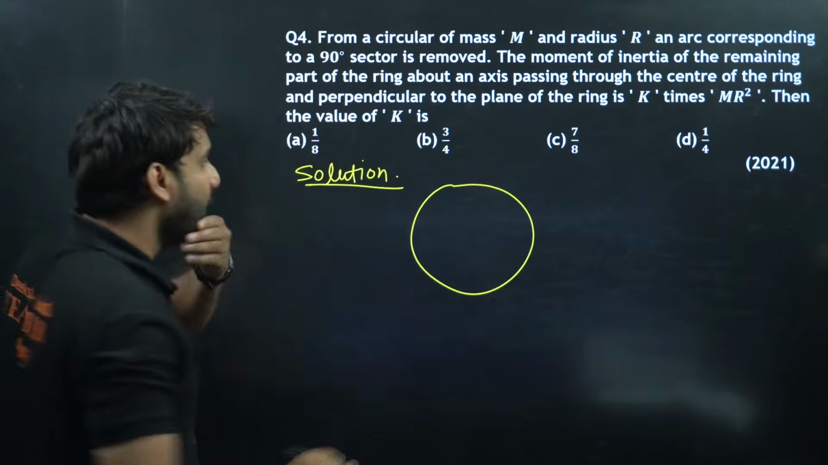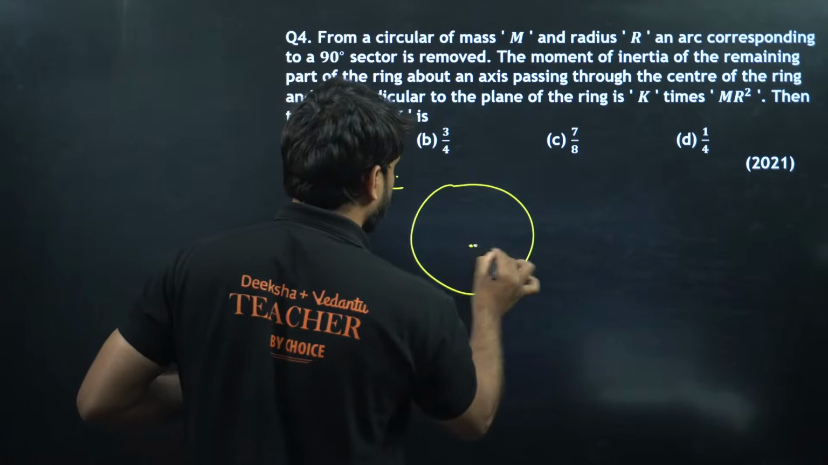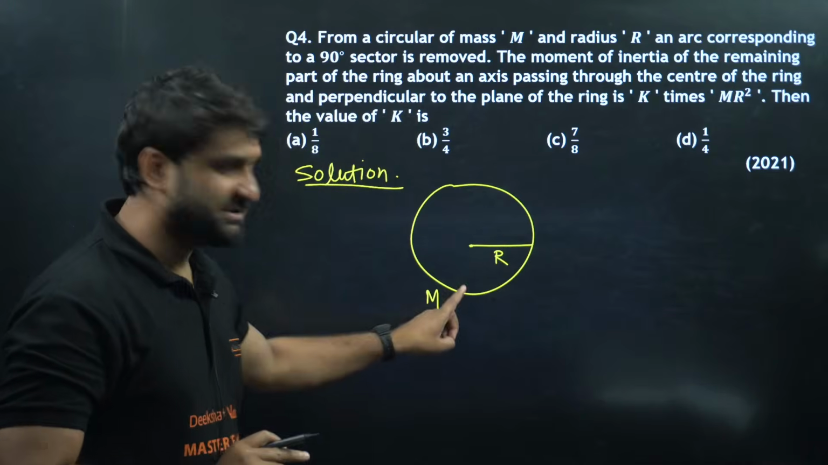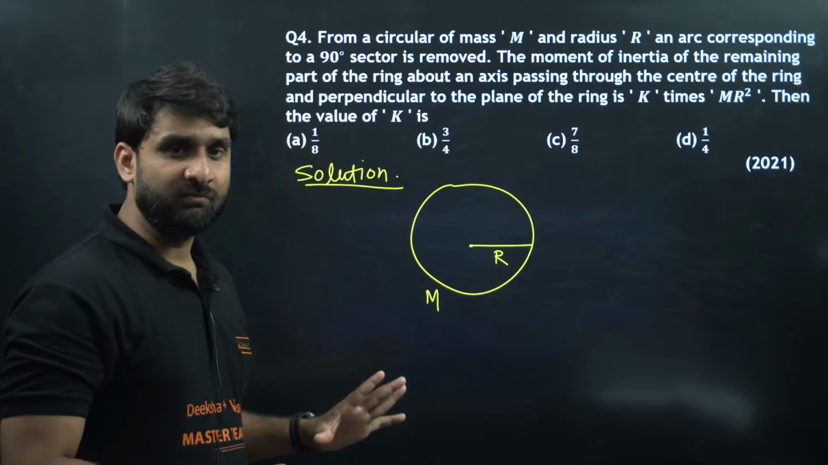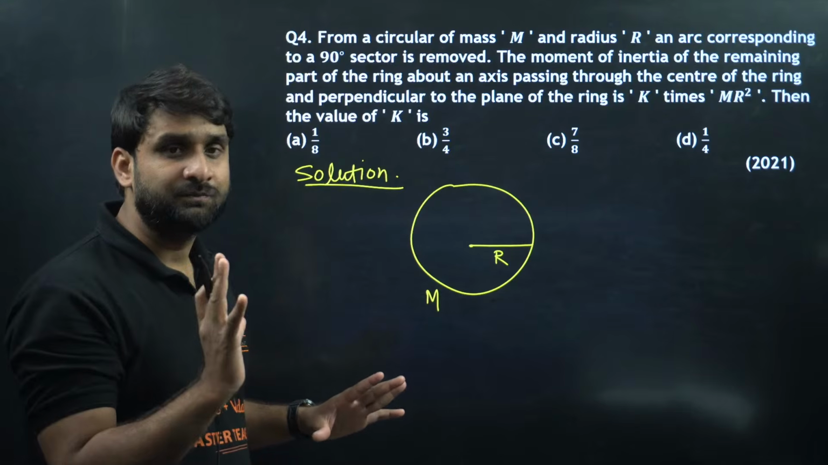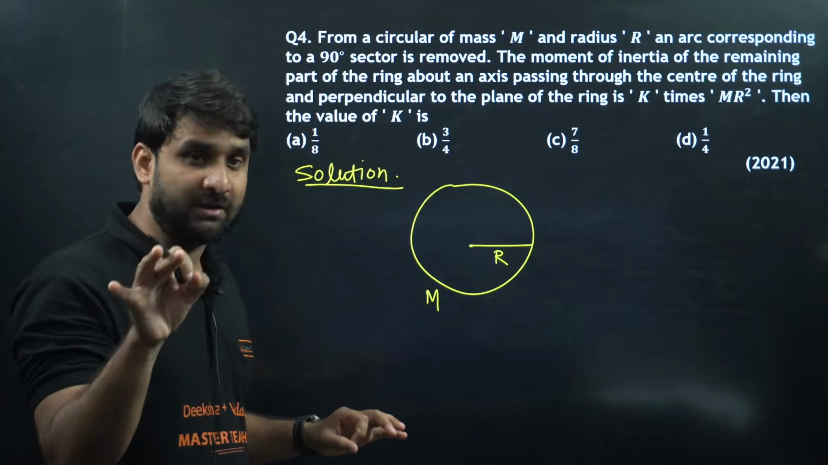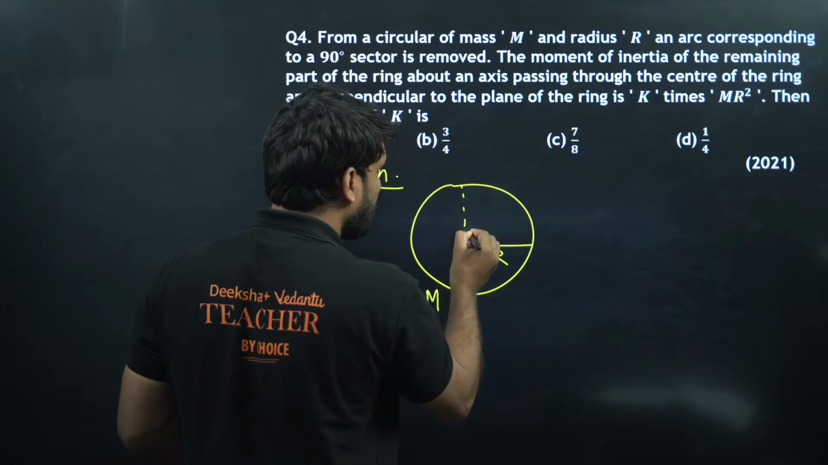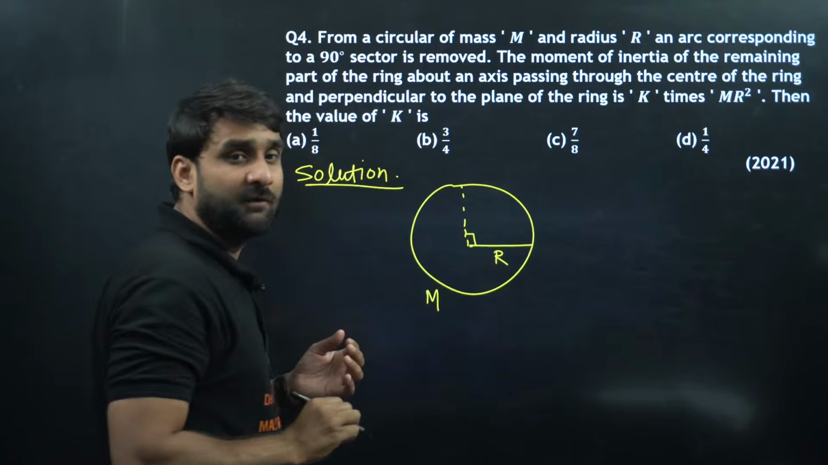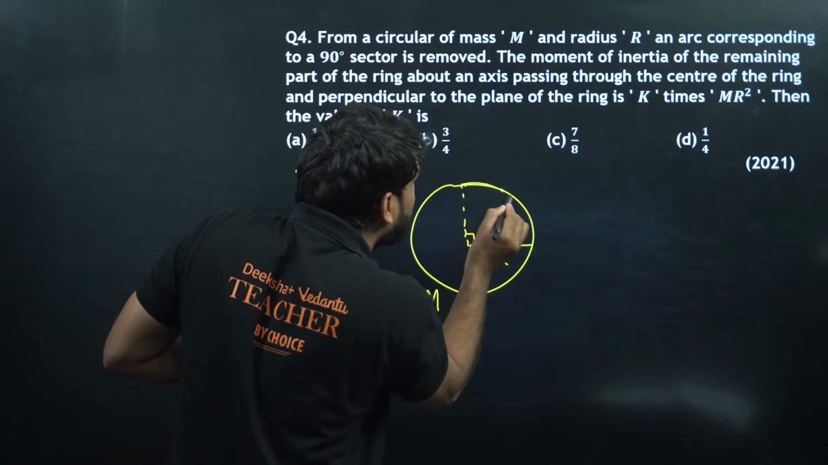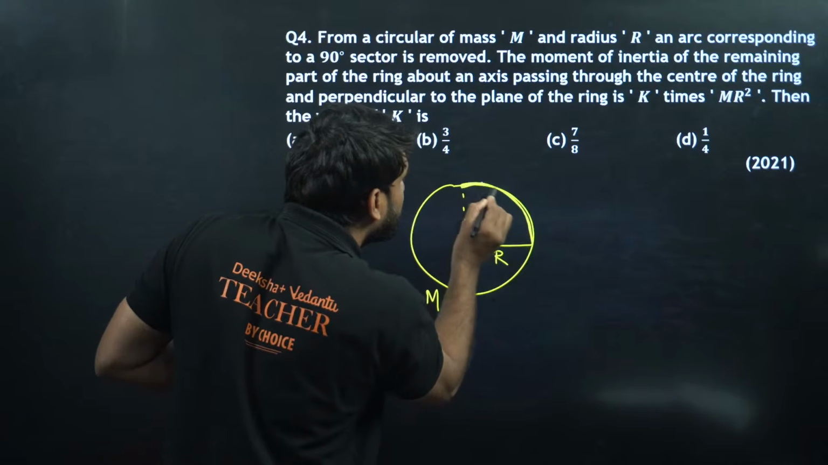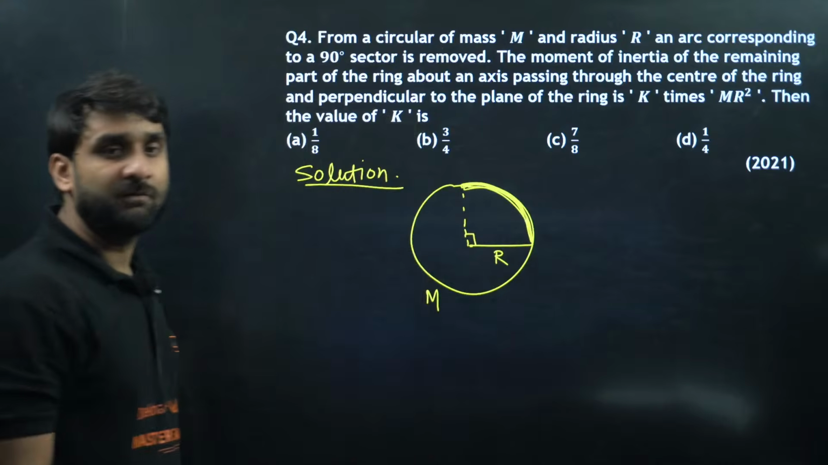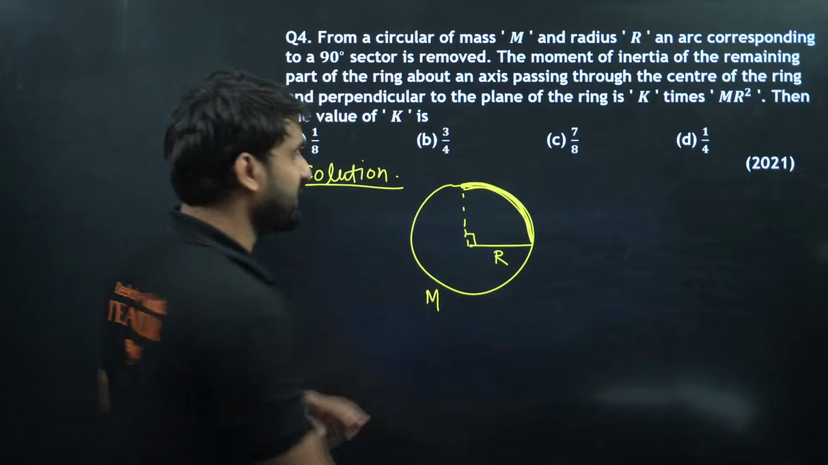This is a ring of radius r, and having mass capital M. This is the ring, right? From this ring, an arc corresponding to 90 degrees is removed. This will be the 90 degrees. So this arc has been removed. Can you see here? This is the bold arc. This arc is removed.